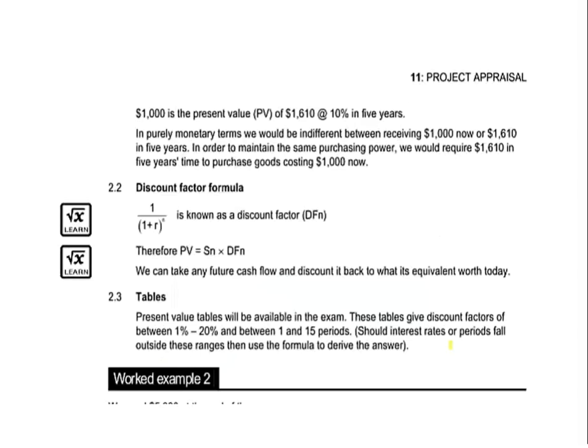Well, basically, it means that we're indifferent in monetary terms between getting $1,000 now or $1,610 in 5 years' time. Because basically, adjusting for interest, inflation and risk, that $1,000 might buy us 10 items now, and it will buy the same 10 items in 5 years' time. So we will have what we call the same purchasing power with that.